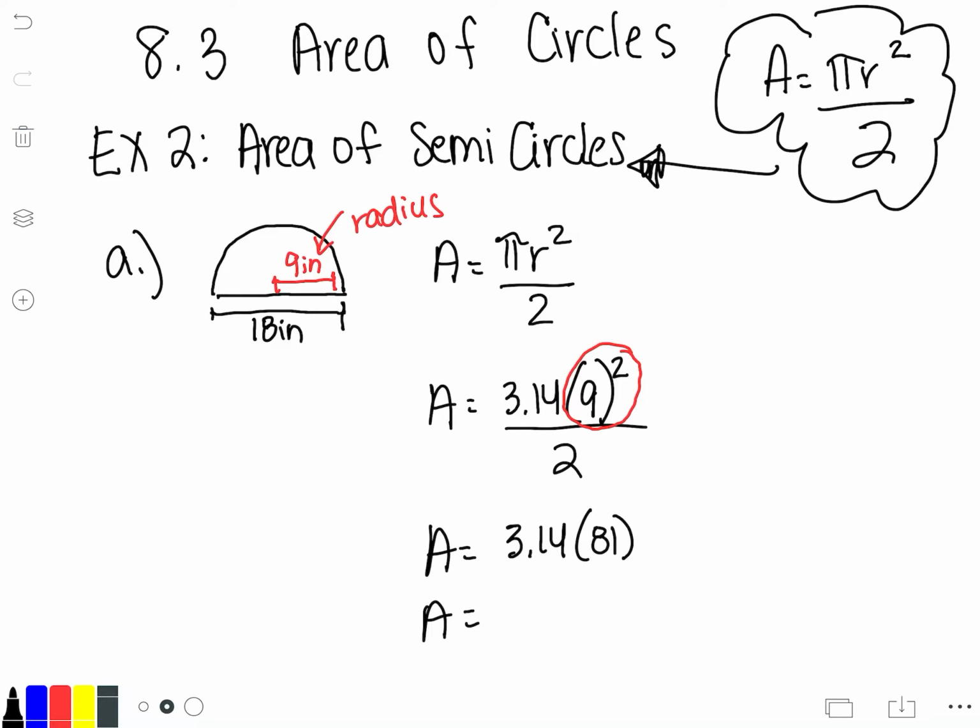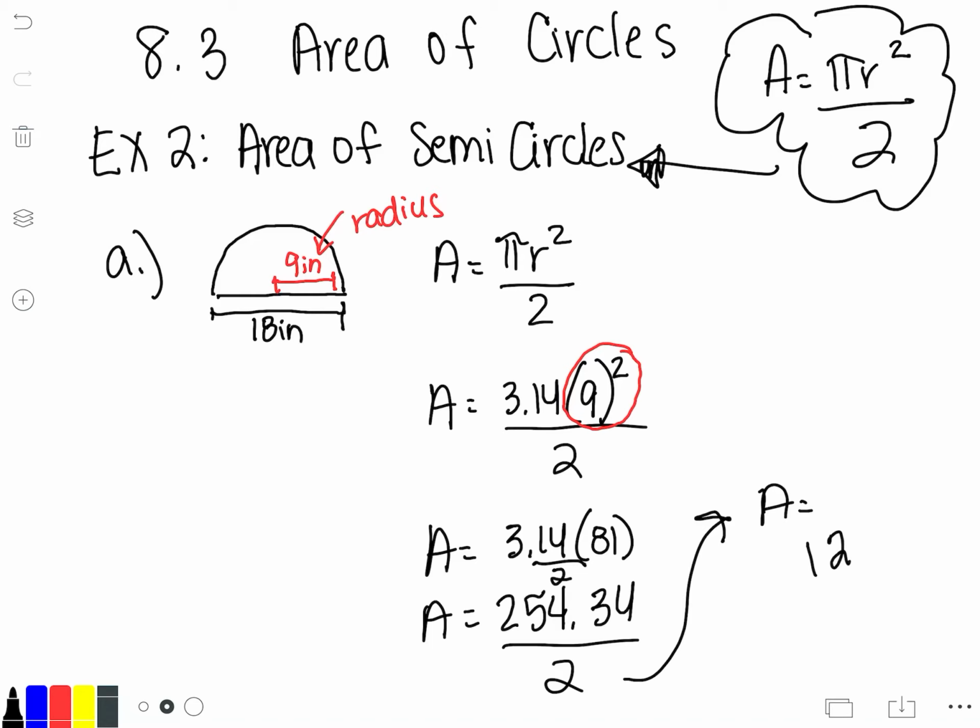We get 254.34. And so that would be for the whole circle. We still have to divide this by 2. And I'm running out of room. Here we go. So when we divide 254.34 divided by 2, we end up with 127.17. This would be inches squared.